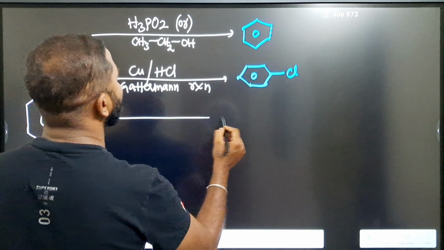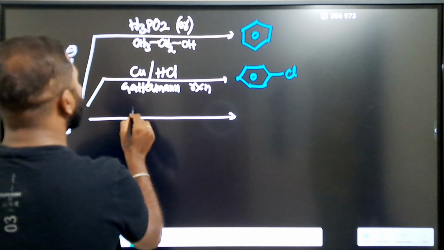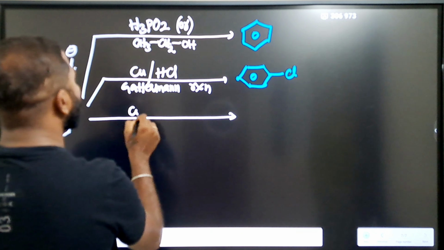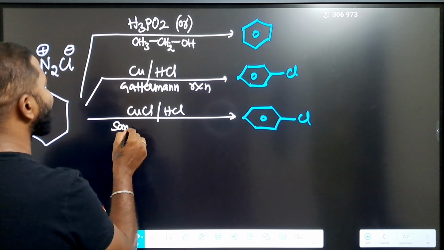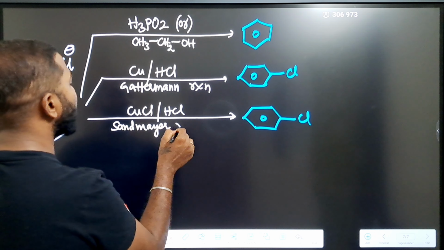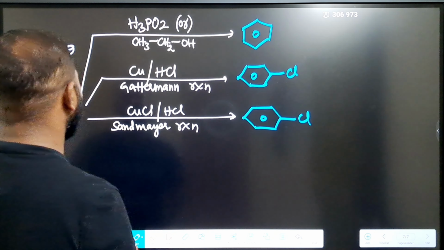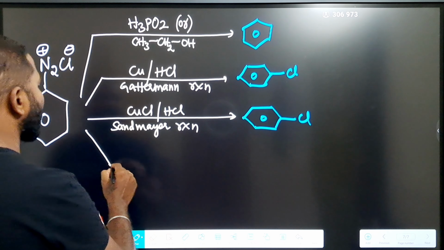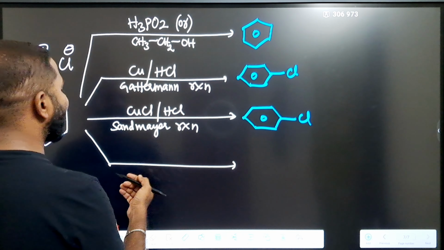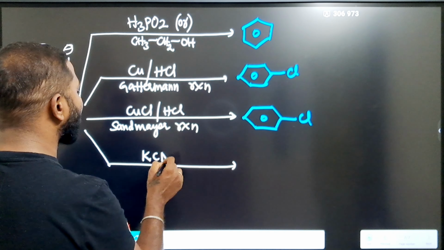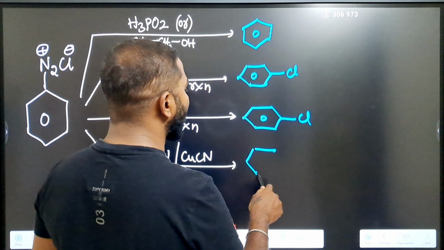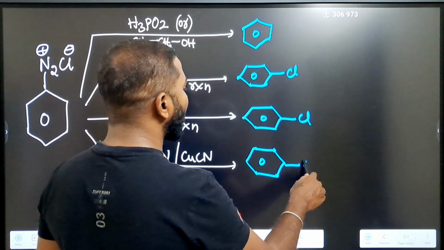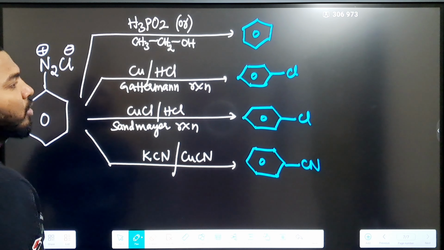And then next, in place of CuCl, if you take CuCl/HCl, then we get the same product. Product will not change here. Product will be the same chlorobenzene, but this reaction is called Sandmeyer reaction. Very important, Sandmeyer reaction. And then further, if you react with either KCN or CuCN, then what we are going to get here is cyanobenzene or benzene carbonitrile.